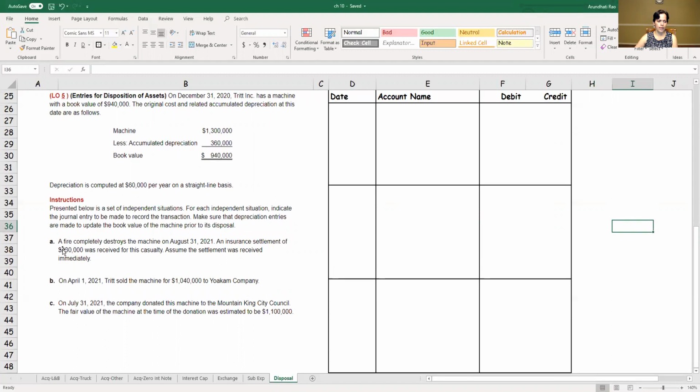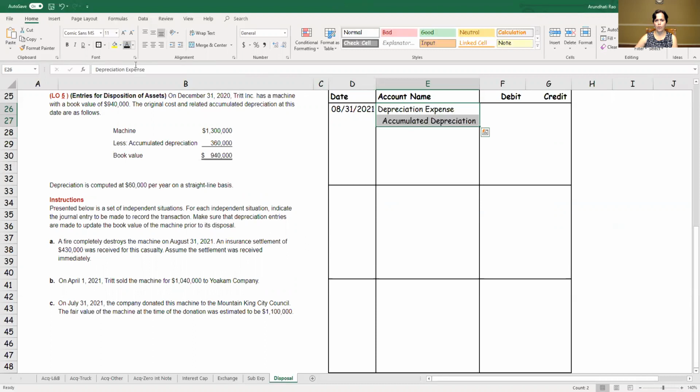In the first case, they tell us that on August 31st, 2021, a fire completely destroys the machine. In insurance settlement, we get $430,000. Assume that the settlement was received immediately. So this happened immediately. So we're going to do the journal entry on the date of the fire first, August 31st, 2021. First thing I need to do is calculate the depreciation from January 1st, 2021 through August 31st, 2021.